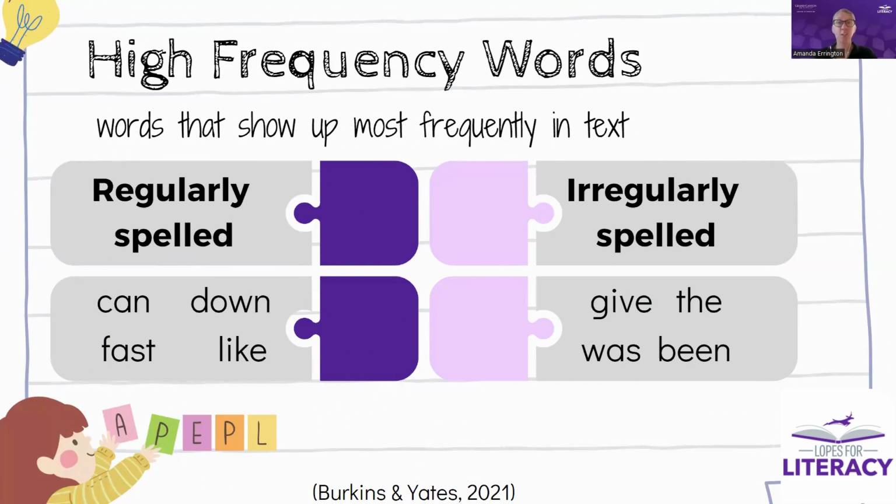Teaching high frequency words is still a topic that needs clarity. Some schools continue to use rote memorization, which is counter to how the brain learns to read. Now, high frequency words show up most frequently in text, and they can be categorized into regularly or irregularly spelled words. Just because words are irregularly spelled doesn't mean that they don't have decodable parts. And when explicitly taught, it can aid in reading and spelling of those words. High-frequency word instruction should be part of an explicit phonics lesson, not separate.